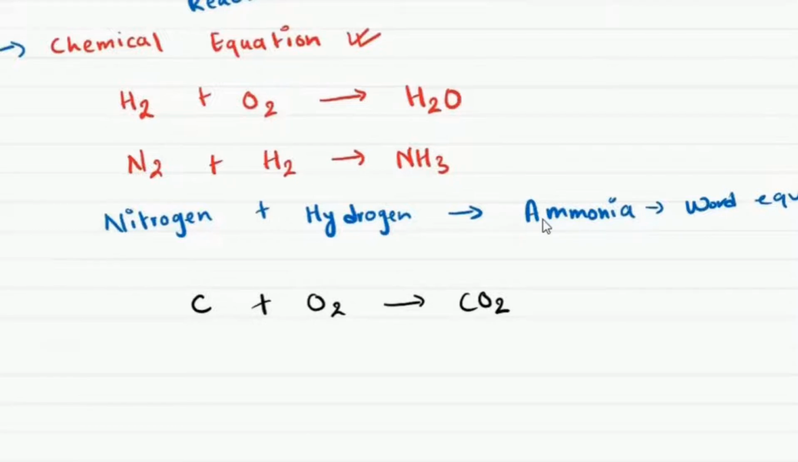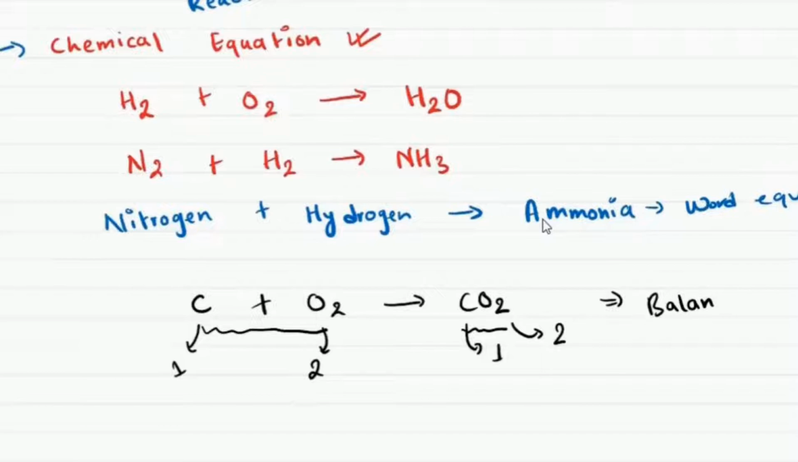A balanced chemical equation just means that the number of atoms on the reactant side and the number of atoms on the product side must be equal. So we have one carbon and two oxygen in the reactant, and on the product side we also have one carbon and two oxygen. Since the number of atoms in the reactants and products are equal, this type of chemical equation is known as a balanced chemical equation.